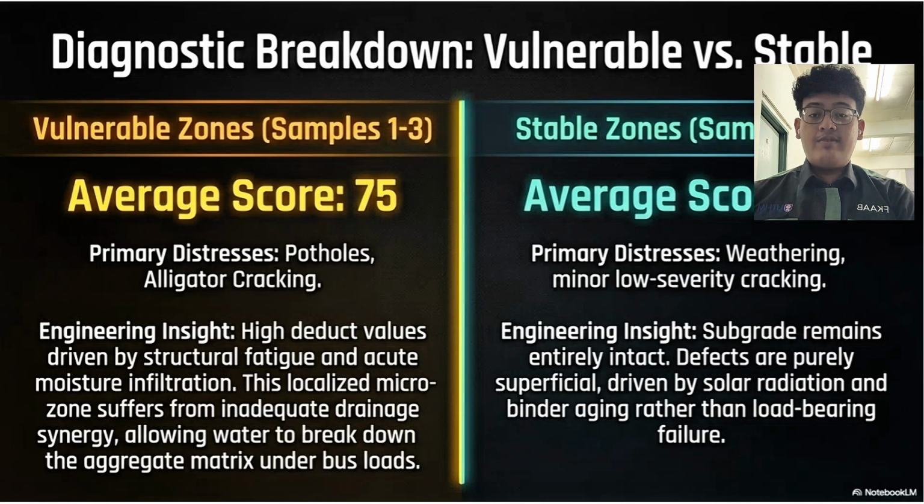For the stable zone, samples 4 and 5, the average score is 95. Primary distress is weathering and minor low severity cracking. Engineering insight: the subgrade remains entirely intact. The effects are purely superficial, driven by solar radiation and binder aging rather than load-bearing failure.